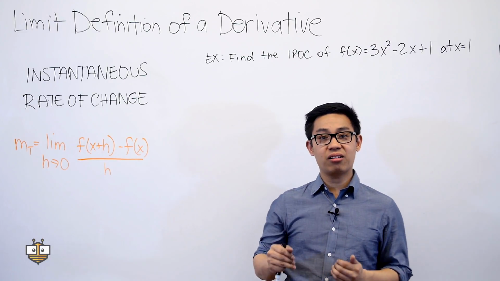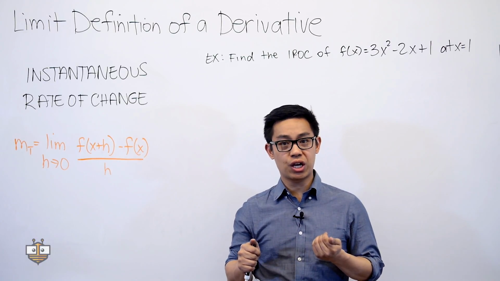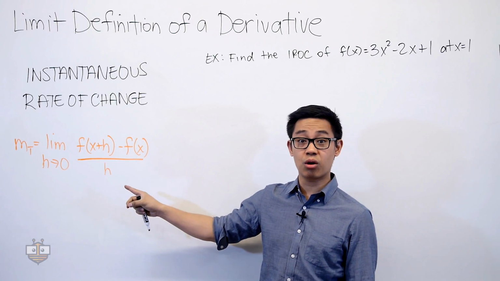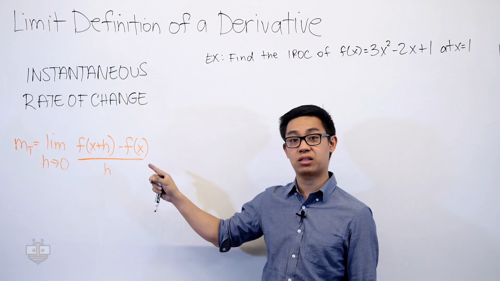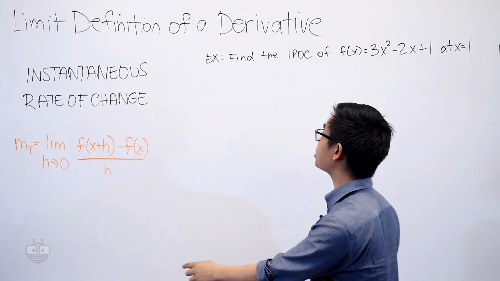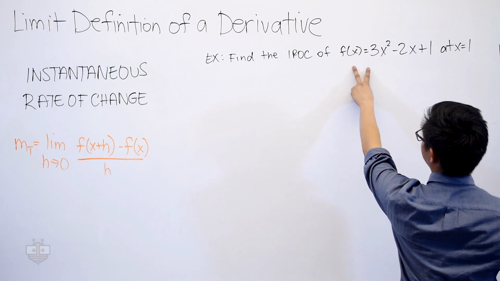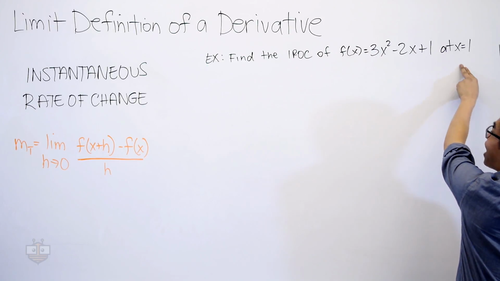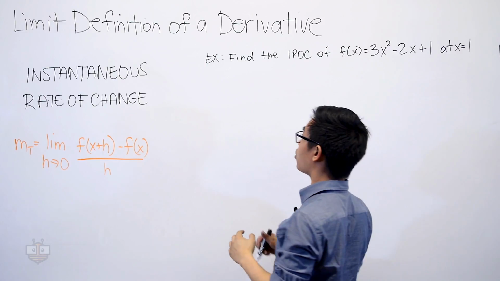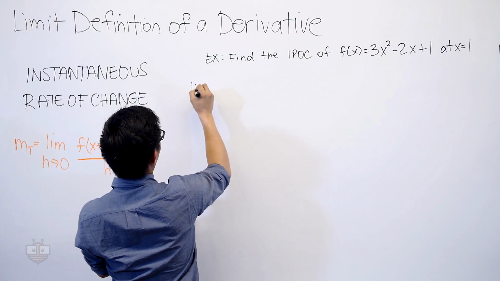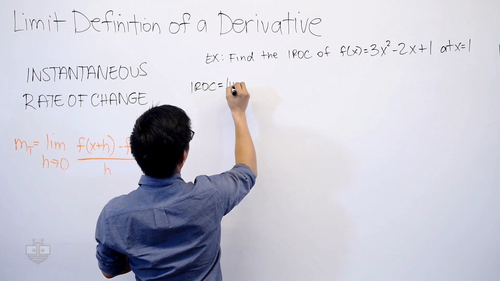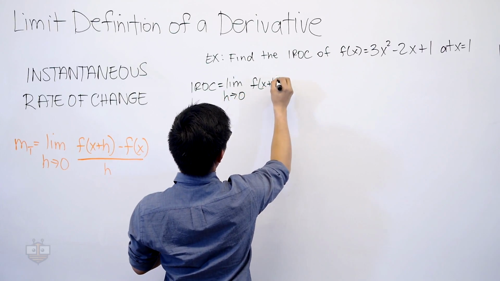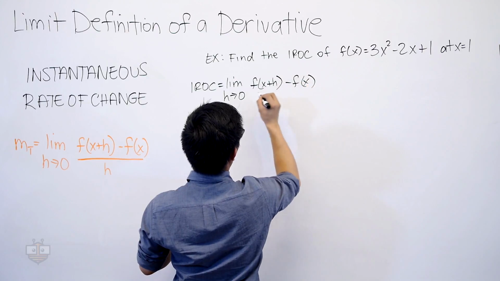In order to exactly calculate the instantaneous rate of change, or slope of the tangent, we can use the formula, the limit as h approaches 0 of f at x plus h minus f at x all over h. Let's use that formula in order to calculate the instantaneous rate of change of 3x squared minus 2x plus 1 at x is equal to 1. So we're going to use the formula that IROC is equal to the limit as h approaches 0 of f at x plus h minus f at x all over h.